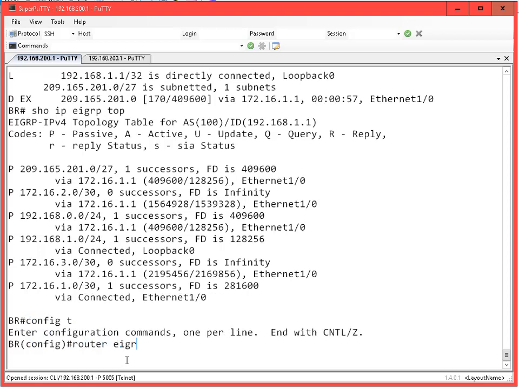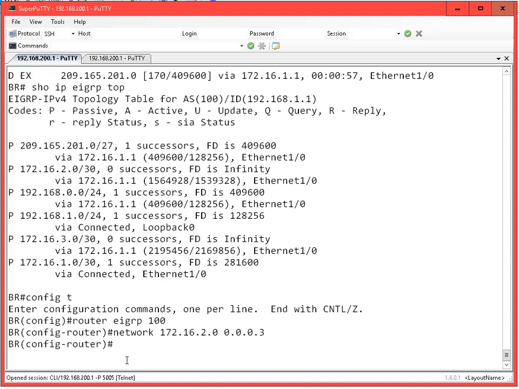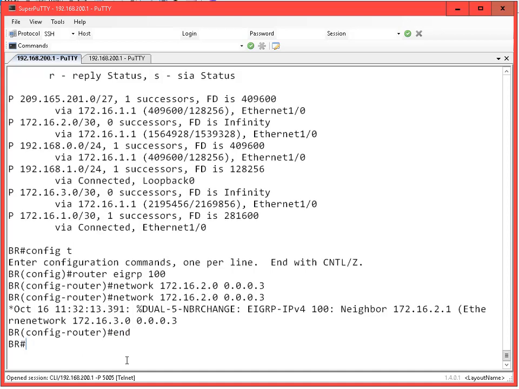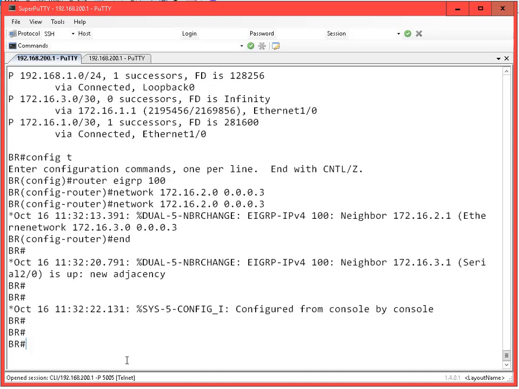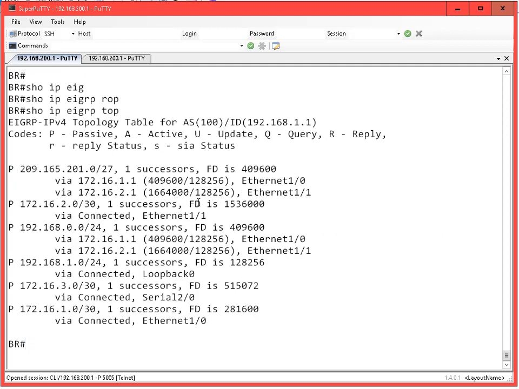So let me go back to EIGRP 100 and add network 2 and network 3 in, and see if the behavior changes here. All right, so we got our adjacencies on those two WAN links. Now if I do a show IP EIGRP topology, you will see that they no longer show up as infinity.